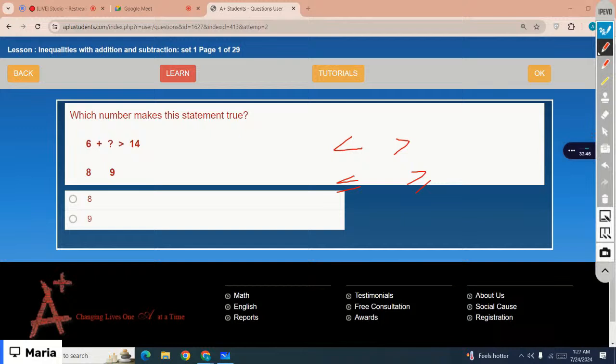So you have to see 6 plus what number, like what number added to 6 that makes it greater than 14, right? So this must be greater than 14. You have two numbers given, 8 and 9. 6 plus 8 is 14. 14 is not greater than 14. They are equal, right? So just check with the next number. 6 plus 9 makes 15, and 15 is greater than 14. So option number 2 is the correct option. That is 9. The correct option is 9.